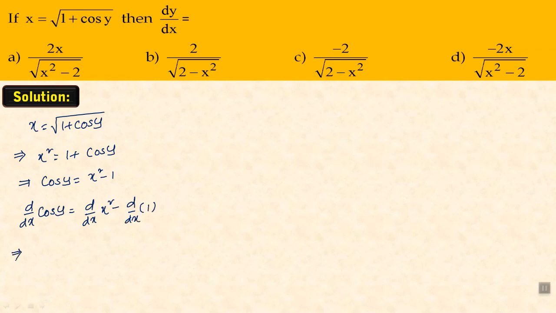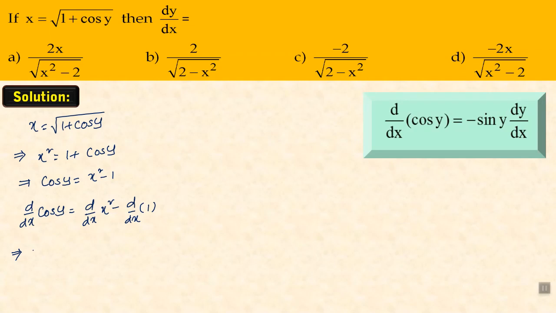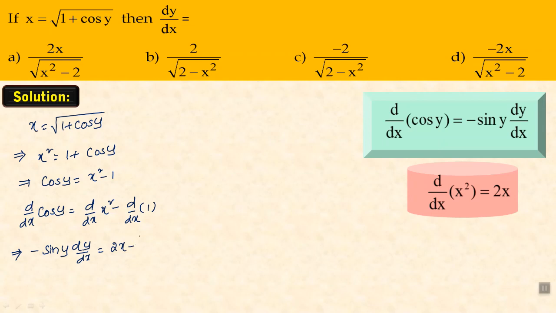This implies d by dx of cos y is minus sin y into dy by dx is equals to d by dx of x square is 2x minus d by dx of 1 is constant, so differentiation is 0.